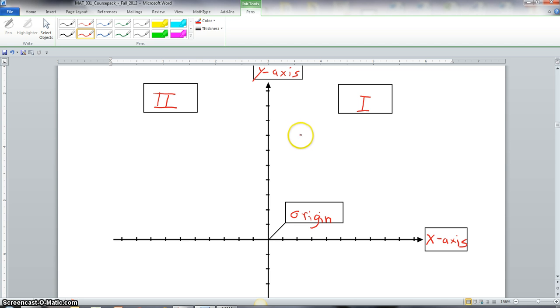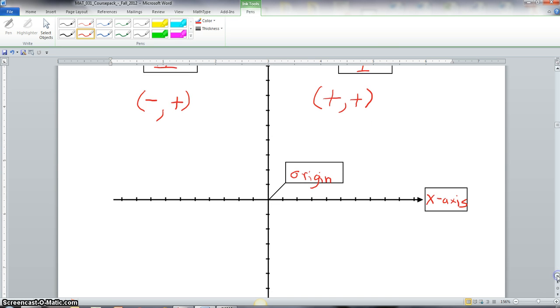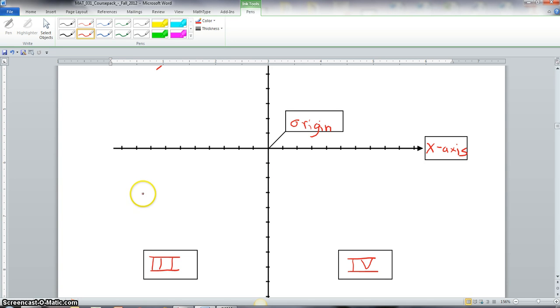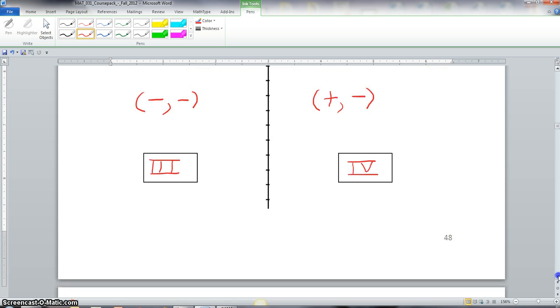Your ordered pairs, or your x and y values, in quadrant 1 are both positive. In quadrant 2, and just to clarify, remember your x value always goes first in the ordered pair, and your y value goes second. In quadrant 2, your x value is negative and your y value is positive. In quadrant 3, your x value is negative and your y value is negative. Now we come to quadrant 4. In quadrant 4, your x value is positive and your y value is negative. These are all the characteristics of the quadrants.